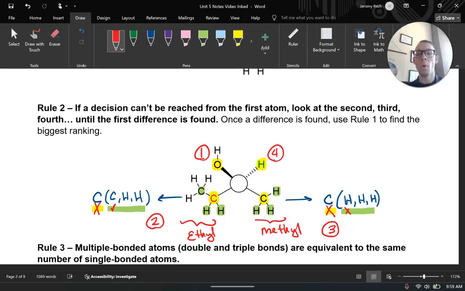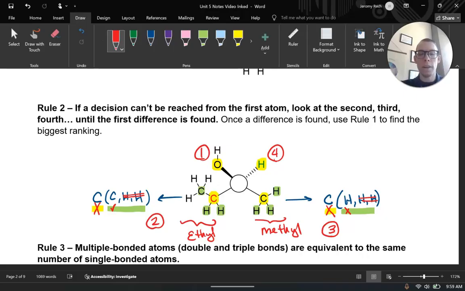And it's important that we're only looking at the very first thing. So all of these extra hydrogens here, we're not considering; we're only looking for our very first point of difference. So here I can give my alcohol as priority 1, my ethyl as priority 2, my methyl as priority 3, and then my hydrogen as priority 4.